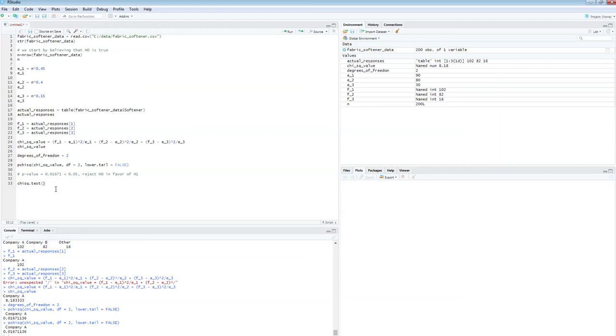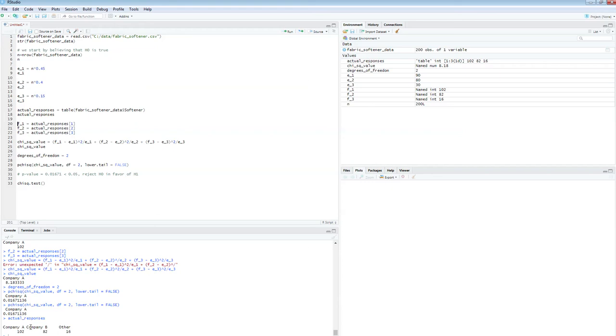Well, actually two of them. First I need to specify my counts. These are the counts, the actual responses. Let me run this again. So actual responses are the counts. Company A goes first, that's important. Company B goes next, and the third response, other, goes third. So first I have to send this function chi-squared test this vector of actual responses, a vector because one variable called actual underscore responses points to three different values: 102, 82, and 16.